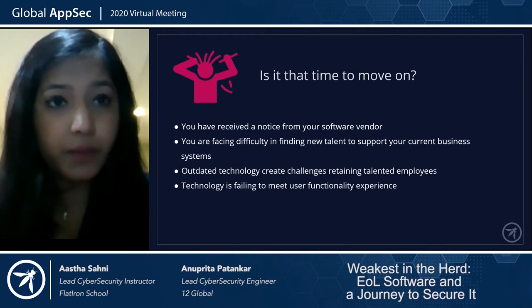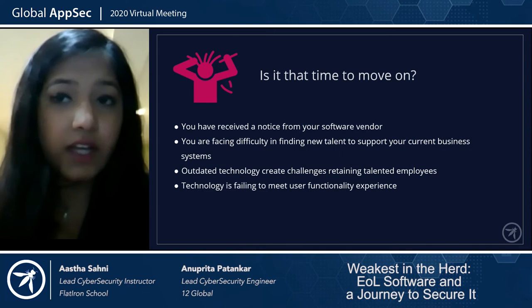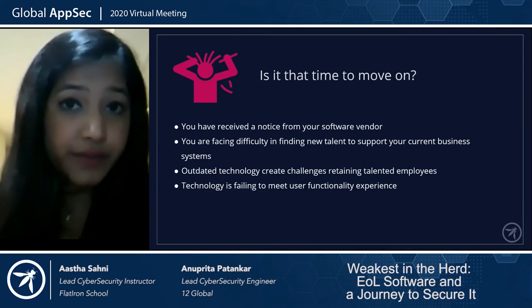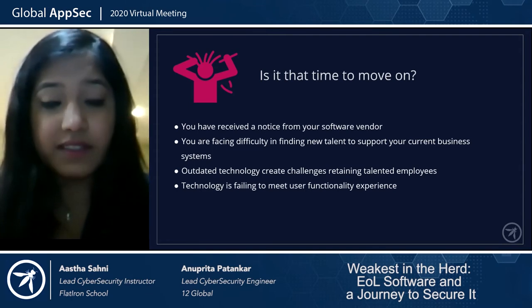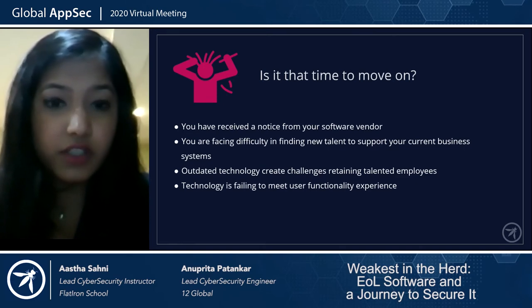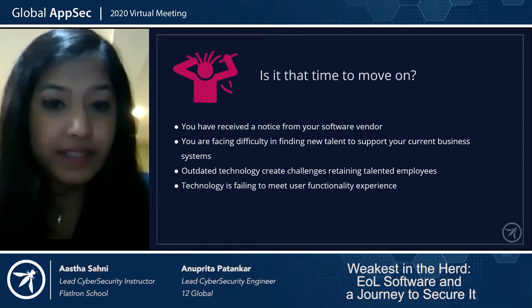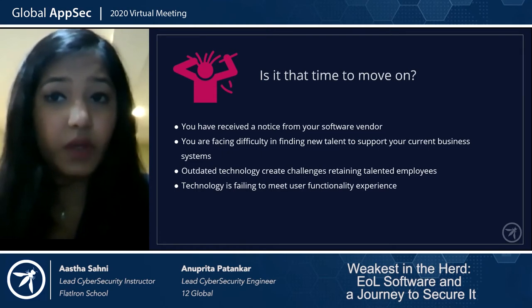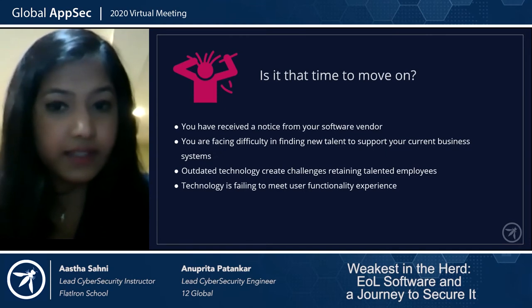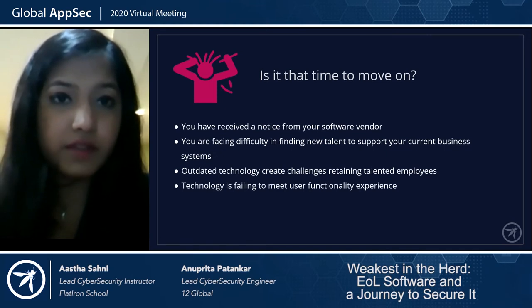Then, moving to another point, these things also apply while retaining your employees, when understanding what the impact of current technology will be on your workforce. Today's employees expect dynamic and real-time access to any location, especially in the current situation where everyone is working remotely and needs access to real-time data and devices. With outdated technology, this process becomes difficult, and that is where it fails to meet the user functionality experience and often becomes a cause of frustration.